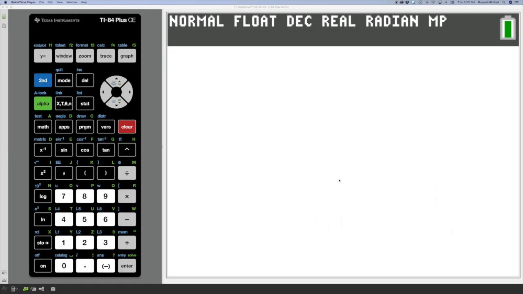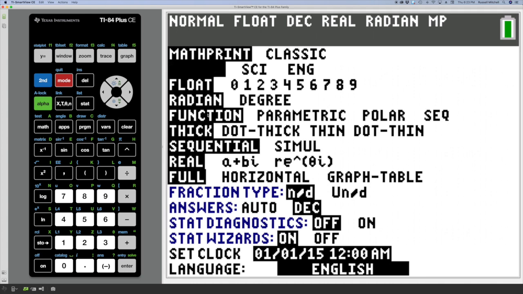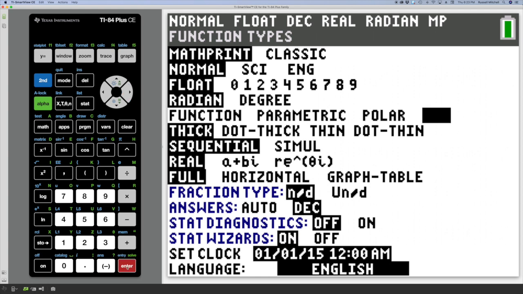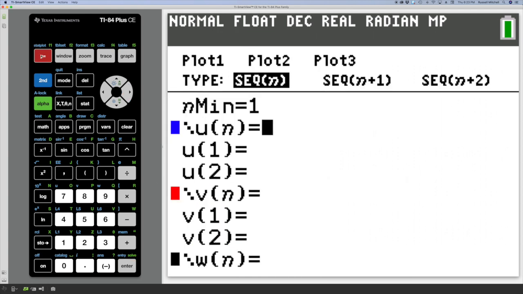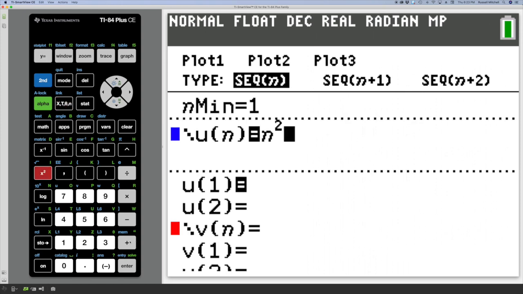To graph this first sequence, a sub n equals n squared plus 1, what we first need to do is press the mode button and switch modes. We're normally in function mode, but we need to switch to sequence mode. So go down and across, and highlight sequence. Then when we go to y equals, we want the type of sequence, with values for n. We want our n min to be 1, and then our u sub n, which is our a sub n. In the calculator they call it u sub n, or u of n. We want that to be n squared plus 1.